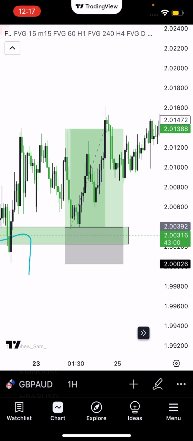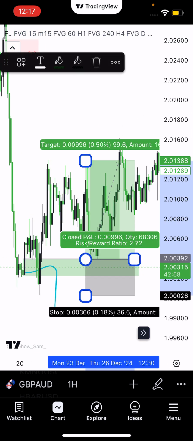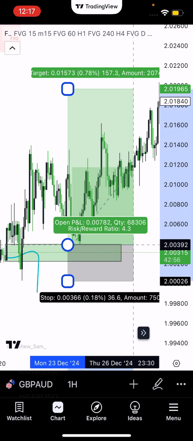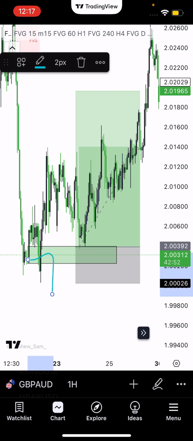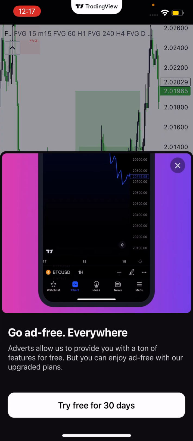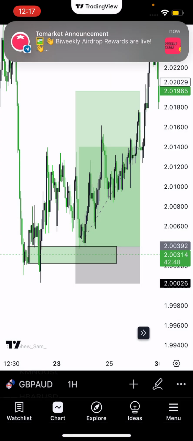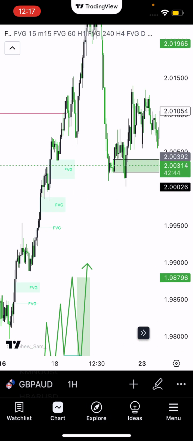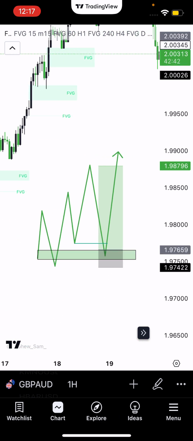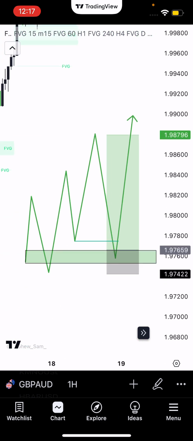Full TP. I actually held this trade up to here, but I left it. I went out early because it was a weekend, so I had to close my trade early. So this is how I trade. Very simple and easy to understand, nothing complicated.